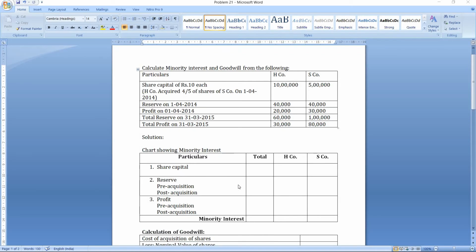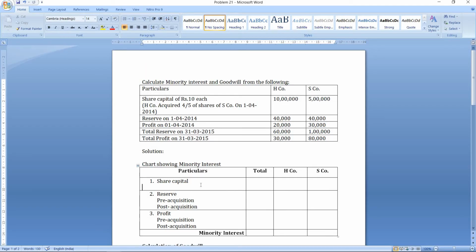So this is the chart showing minority interest. In share capital, here we will mention the ratio, that is 4:1. What is the share capital of S company? It is 5 lakhs. This 5 lakhs you have to divide between H company and the remaining shareholders. So 5 lakhs into 4 divided by 5, that will be 4 lakh rupees. This is the share of H company, and the remaining 1 lakh is the share of minority shareholders.